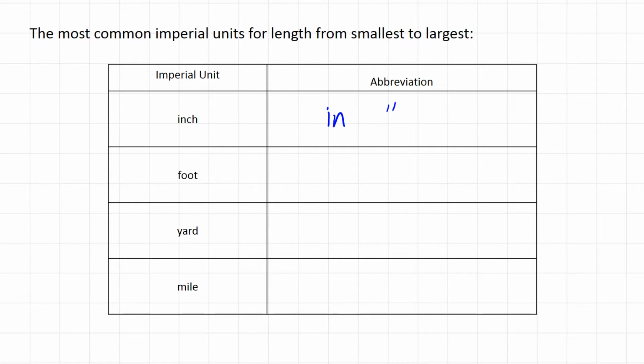The foot, we can abbreviate with FT for foot, or you'll see it as a single apostrophe. And feet and inches often get paired up. So for an example, a height of someone being 5'6", that's 5 feet 6 inches tall. And so they often get paired up and written with those apostrophes. And we'll see some more examples of that in the lessons ahead. The yard can be abbreviated YD. And finally, the mile can be abbreviated MI for mile. This one is really important to make sure that I is there because otherwise you can get it confused with meters very easily.